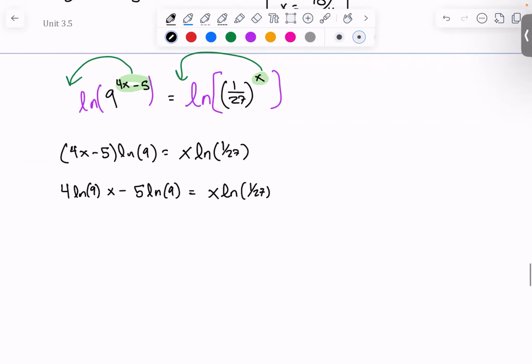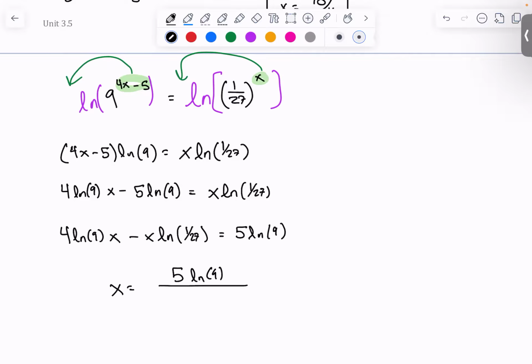So I'm going to bring that over, and I've got 4 natural log of 9x minus x natural log of 1/27th is equal to 5 natural log of 9. And on the left-hand side, there's a common factor of x. So I can factor that out and divide by it. I get x is equal to 5 natural log of 9 divided by 4 natural log of 9 minus natural log of 1/27th.